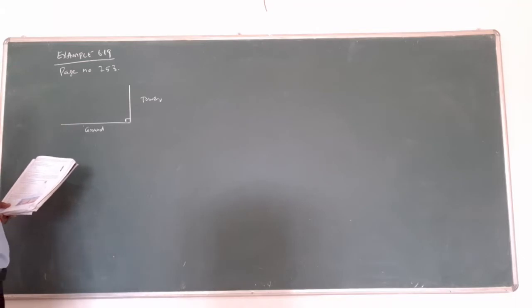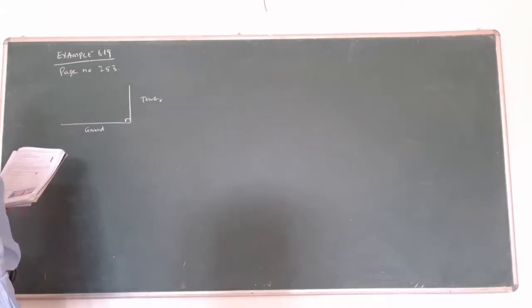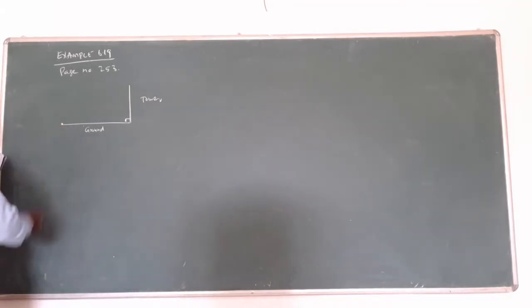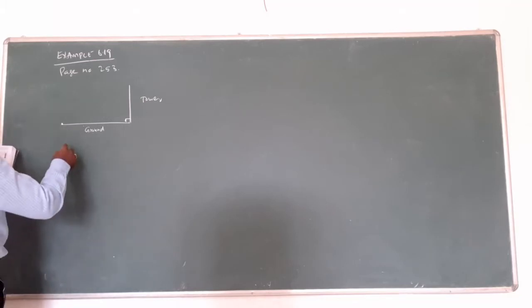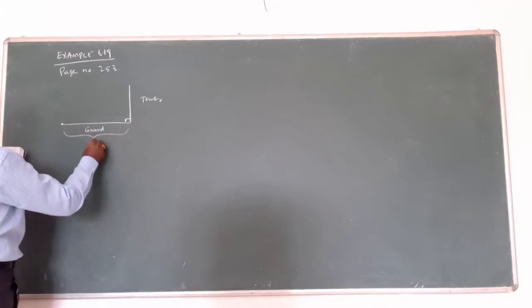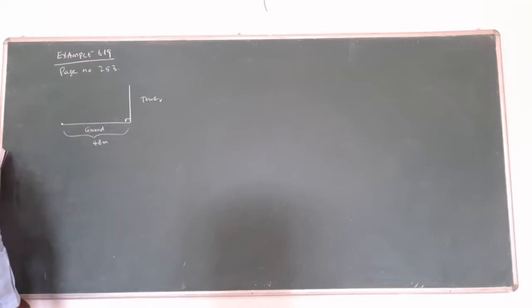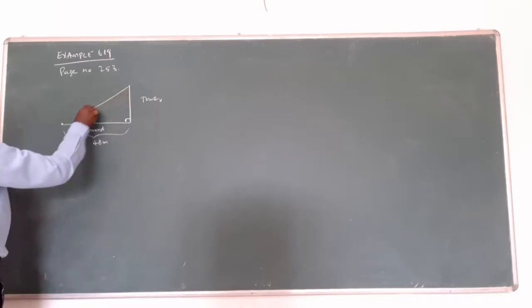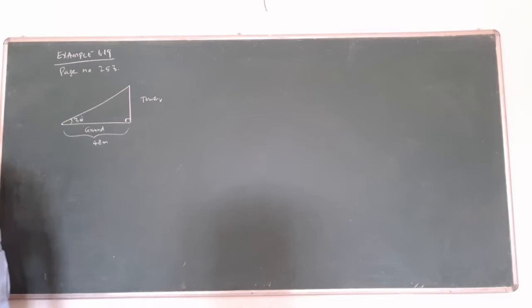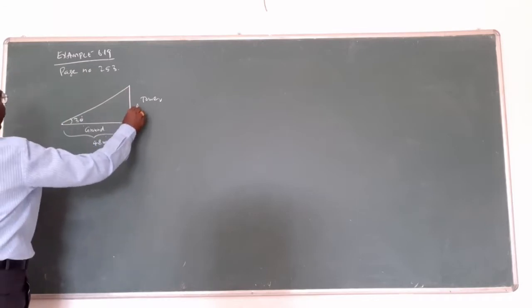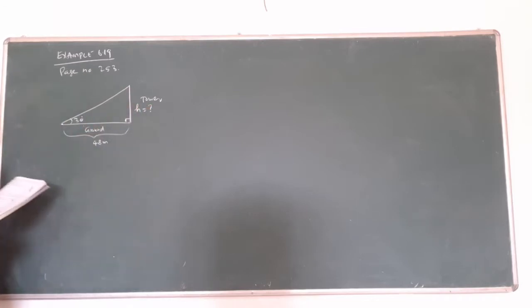A tower stands vertically on the ground. From a point on the ground, which is 48 meters away from the foot of the tower, the angle of elevation of the top of the tower is 30 degrees. Find the height of the tower. This is the question. Read the question clearly. From the data, first draw the diagram.